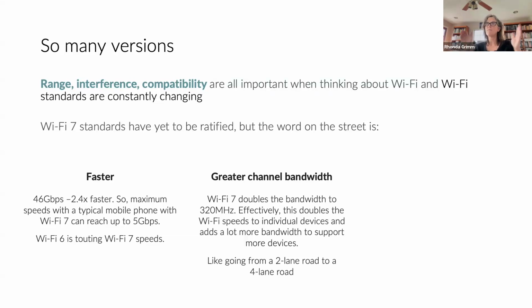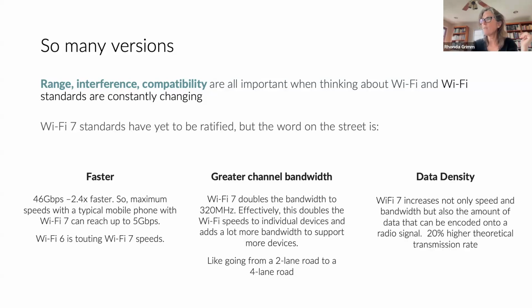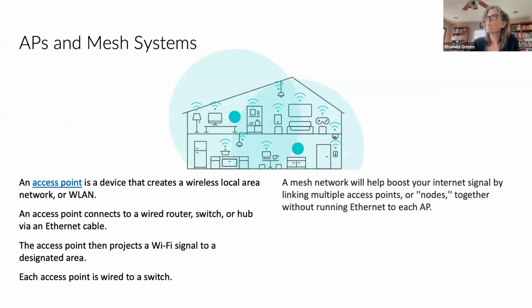So not only is it faster, but this is almost like a 3D kind of image thing. It's like going from a 2-lane road to a 4-lane road. You can just dump a lot more data on there. And then the data density is like 20% higher. So all in all, it gives you so much more speed and capacity. And like I said, Wi-Fi 7 can rival some of the speed and capacity you get on wired routers, wired protocols.